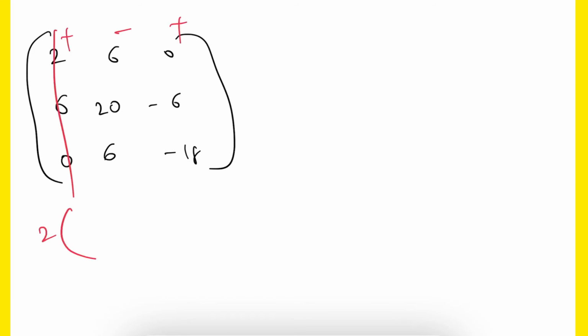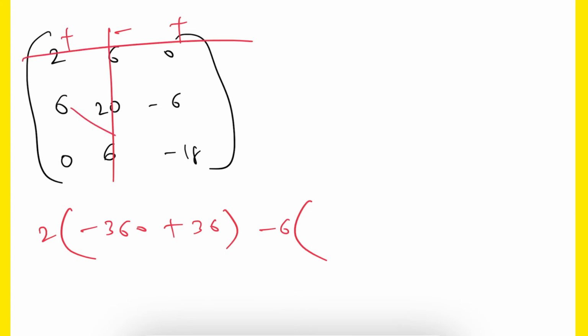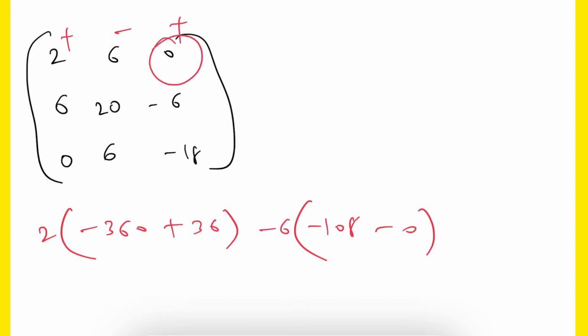So 2 times 20 into minus 18, it will become minus 360. Minus 6, 6 is 36, so minus is there, it will become plus. Then next, minus 6 into 18, minus 108, minus 0 into 6, 0. The last element of the first row is 0, and 0 into anything is also 0 only, that's why I'm not taking that one.